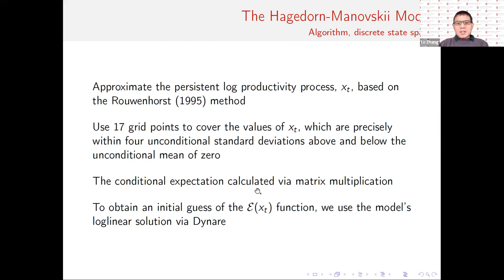So the conditional expectation can be calculated once the discrete state space is set up. Conditional expectation can be calculated using one line in MATLAB as a matrix multiplication. We have also implemented the continuous state space, in which conditional expectation is implemented through Gauss-Hermite quadrature. And the results are quite close, virtually identical, for this model. So to obtain an initial guess of the conditional expectation, we use the model's log-linear solution through Dynare.